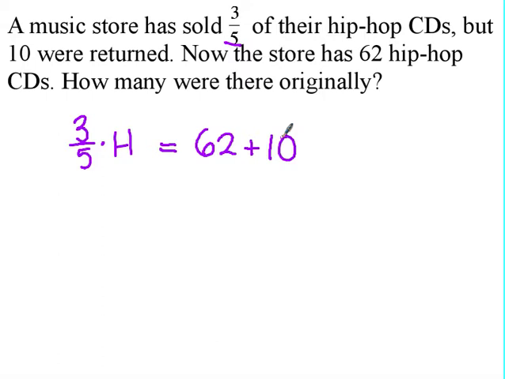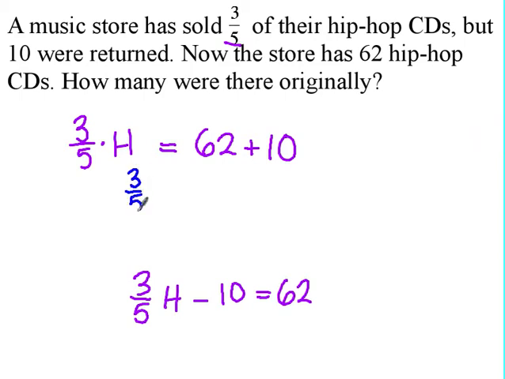Now there's another way you could do this. You could take 3/5 of the hip hop CDs, subtract your 10 since those were returned, and that could equal 62 as well. Okay, so that's another way. I kind of like this way better, the 62 plus the 10, because to me that just kind of seems to make a little bit more sense. But like I said, either way is fine. So now to solve this, I know that I've got 3/5 H equals what?